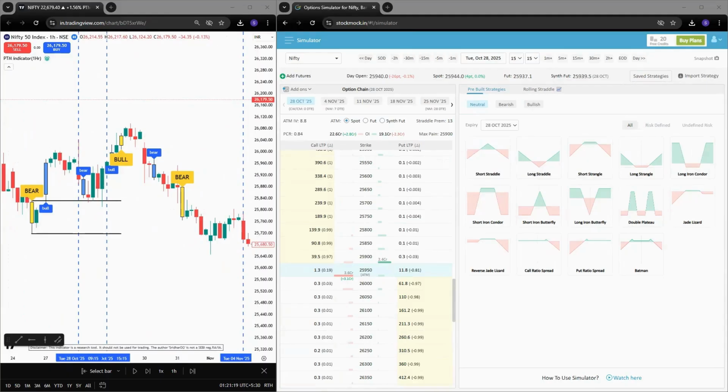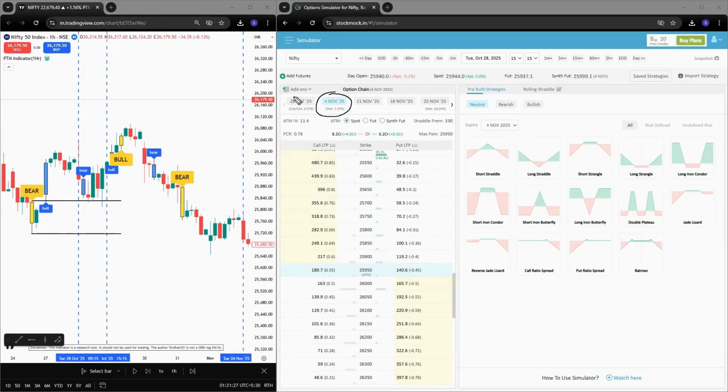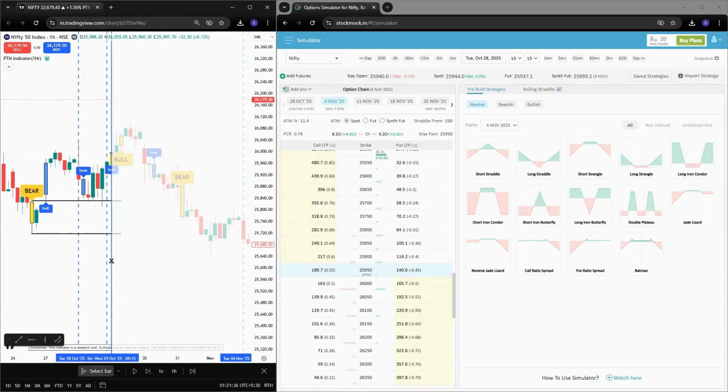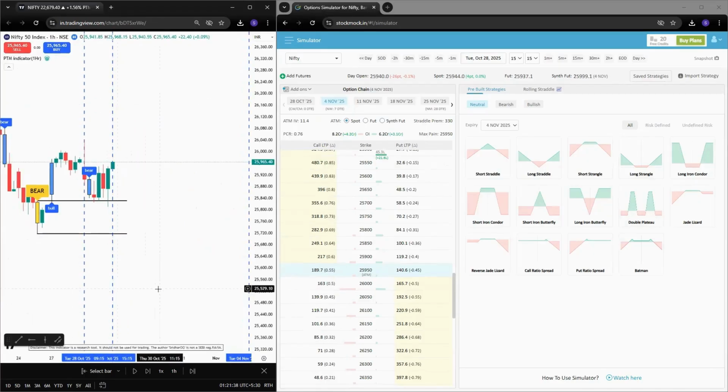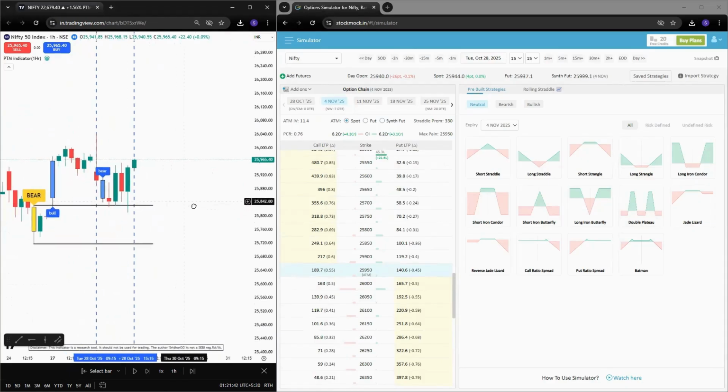You have already learned that in the safe VRP harvesting model. So what are the rules? First, I have to select the correct expiry. This is the expiry, 4th November. This is the current expiry which is going to get over in 15 minutes. I have to select the next expiry. All right, let me do that, and I'll go one by one, step by step. Okay, so right now I am at 3:15.